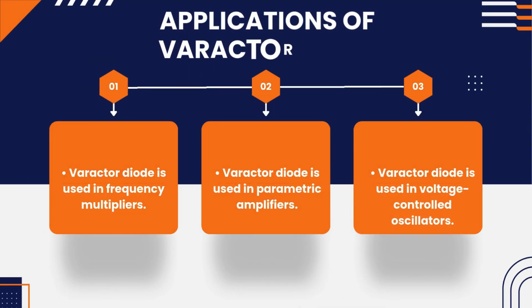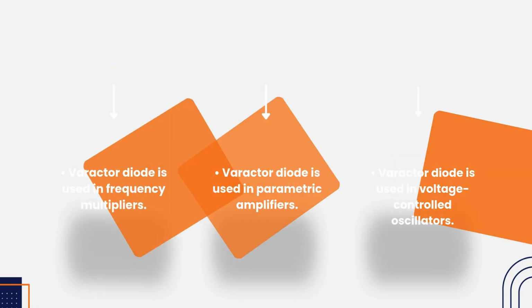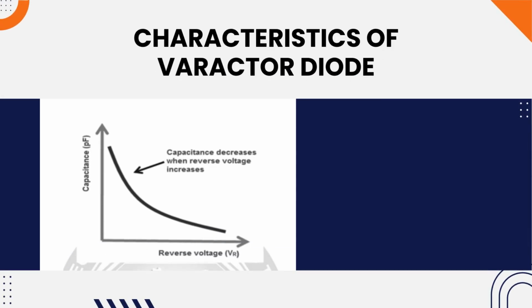Now some of the applications of varactor diodes are: number 1, it is used in frequency multipliers. Number 2, varactor diode is used in parametric amplifiers. Number 3, it is used in voltage controlled oscillators. Now this is the graph that represents the characteristics of the varactor diode.